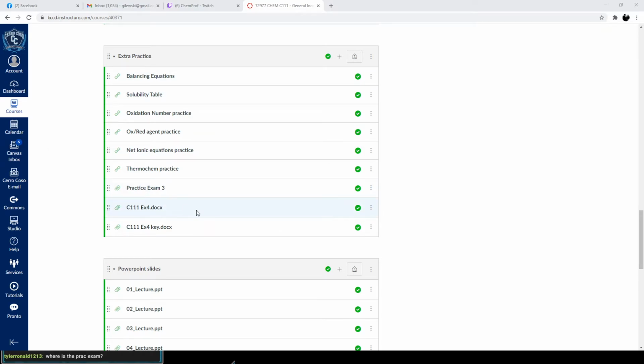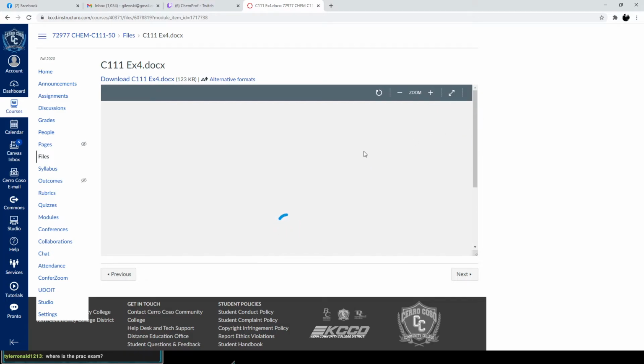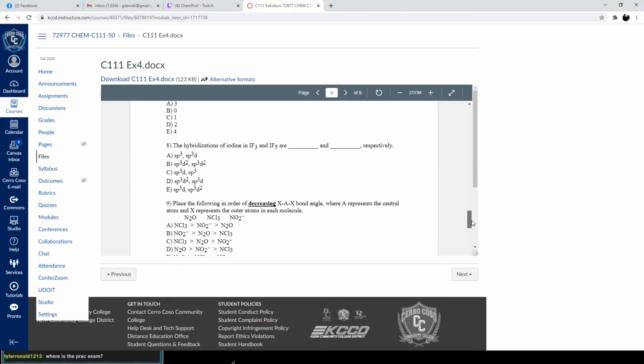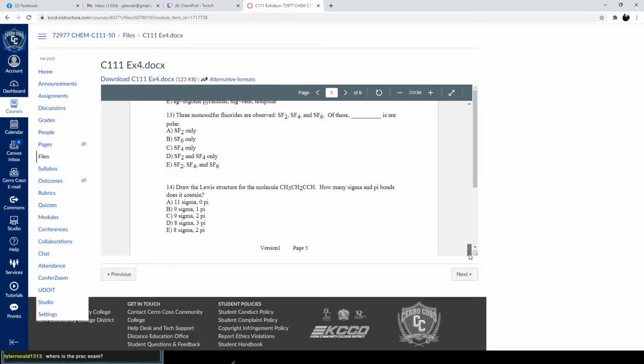So if you click that, it's just the Word document, which will, for whatever reason, take forever to load on Canvas. Again, this is a stolen exam, but it's effectively got the same ideas here.